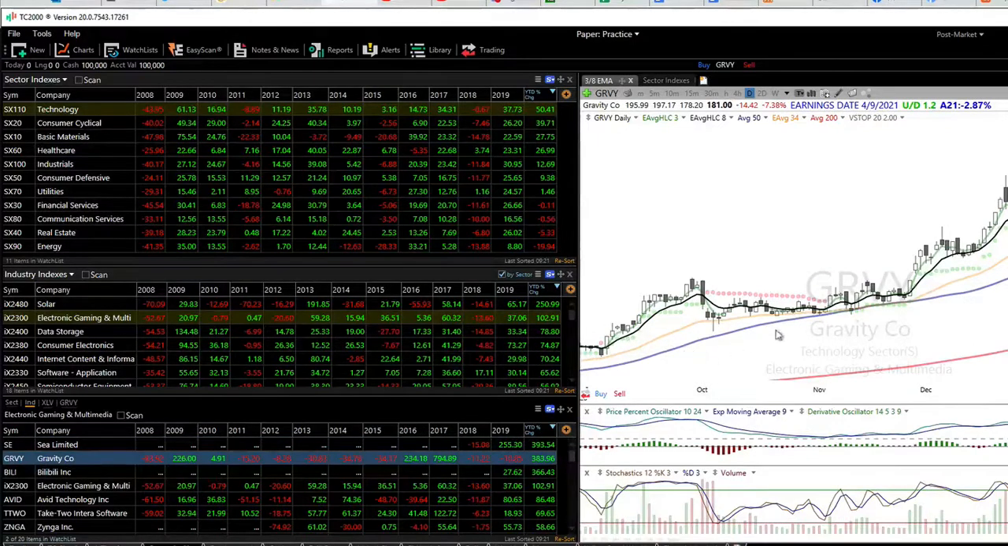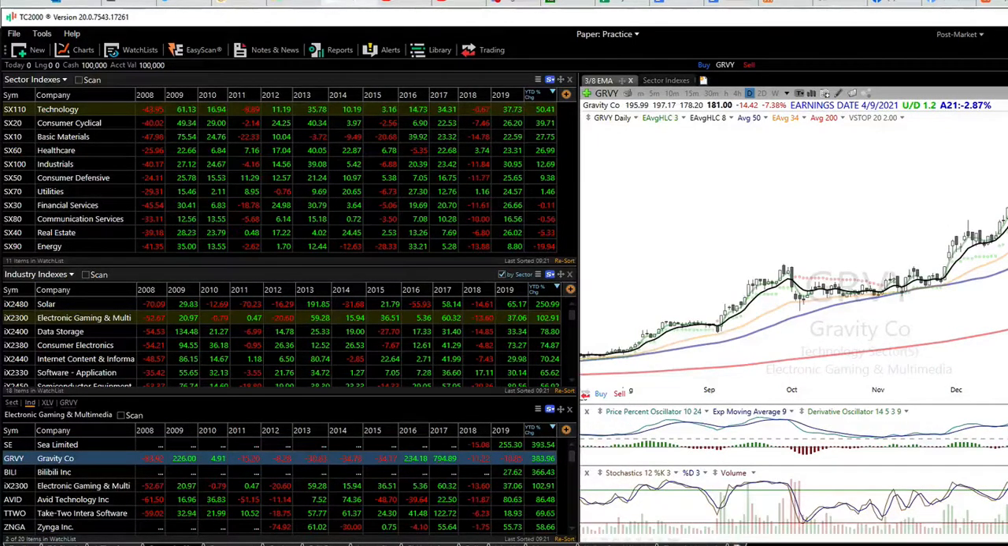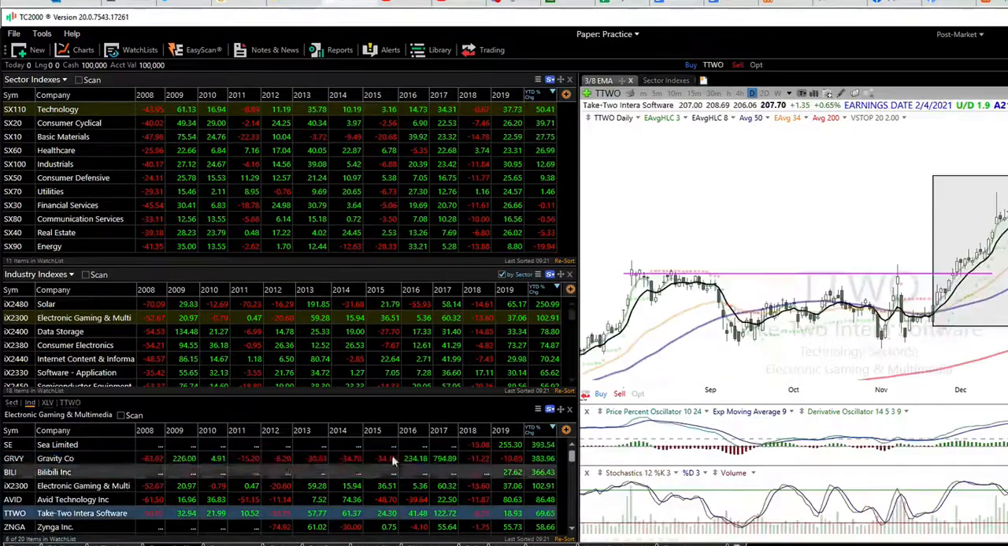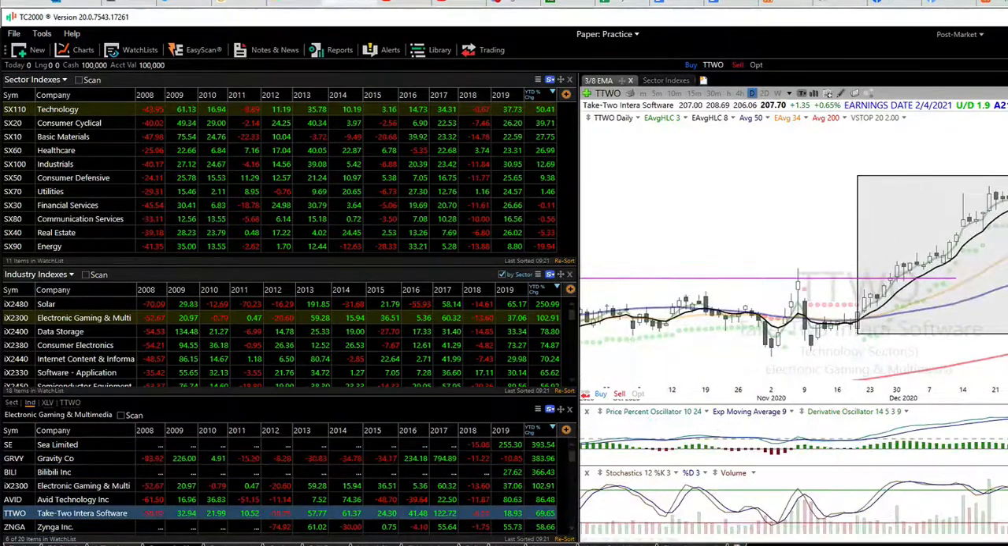Gravity doesn't look good right now to me, but I have Take-Two currently. It's in a really nice uptrend, so I'm in Take-Two as well, as long as it's still in this uptrend above the 8 EMA. So this gives you an idea of what are the great stocks to get. Let's go back to the daily.